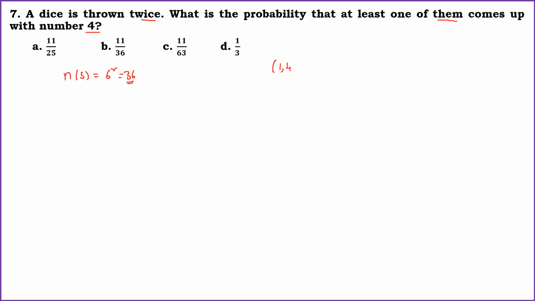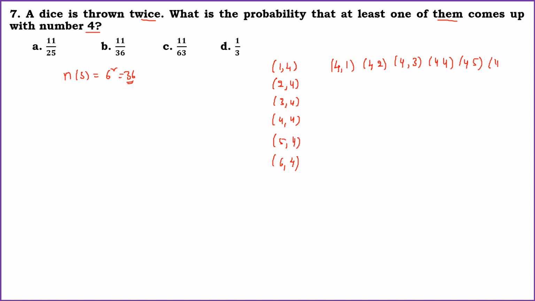We'll get 1 on the first dice, 4 on the second dice; 2 on the first dice, 4 on the second dice; 3 on the first dice, 4 on the second dice; 4 on the first dice, 4 on the second dice; 5 on the first dice, 4 on the second dice; 6 on the first dice, 4 on the second dice. And if you have done 4 on the first dice, 1 on the second dice; 4 on the first dice, 2 on the second dice; 4 on the first dice, 3 on the second dice; 4 on the first dice, 4 on the second dice; 4 on the first dice, 5 on the second dice; 4 on the first dice, 6 on the second dice.